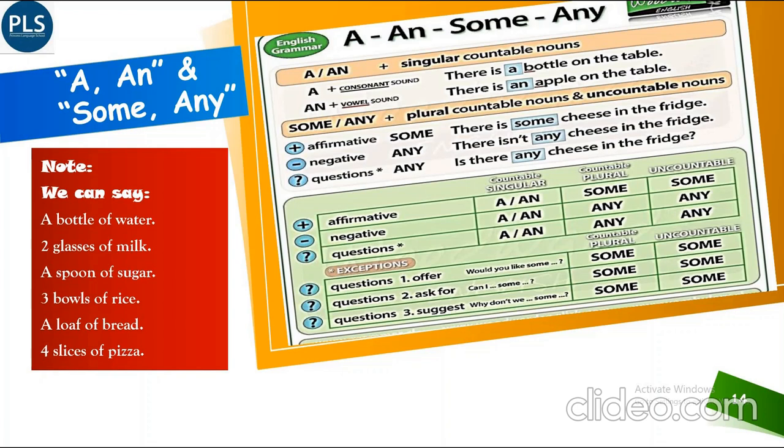Okay, but if I'm asking you in a polite way, like an offer, like a request, or I'm offering you something, we can use some in a question like, would you like some sugar? Would you like some water? Would you like some chocolate? Here I'm offering in a polite way, so here is the only exception where we can use some in a question. But in any other question, of course, we are going to use any.